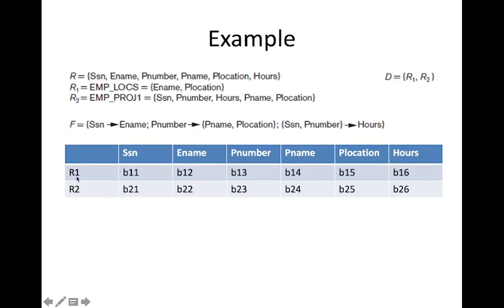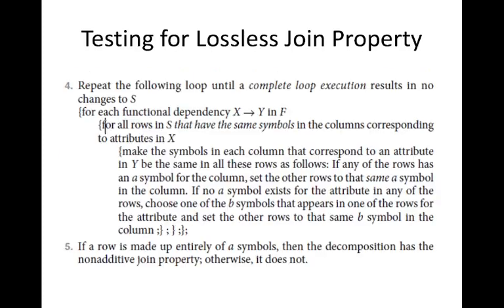The first step is, if we have two decompositions, we have to have two different rows. If we have three, R1, R2, R3, then there will be three rows. Then the column names should be the attributes of the universal relation, that is SSN, E name, P number, P name, P location, hours. Okay. So that's the first step in the algorithm.